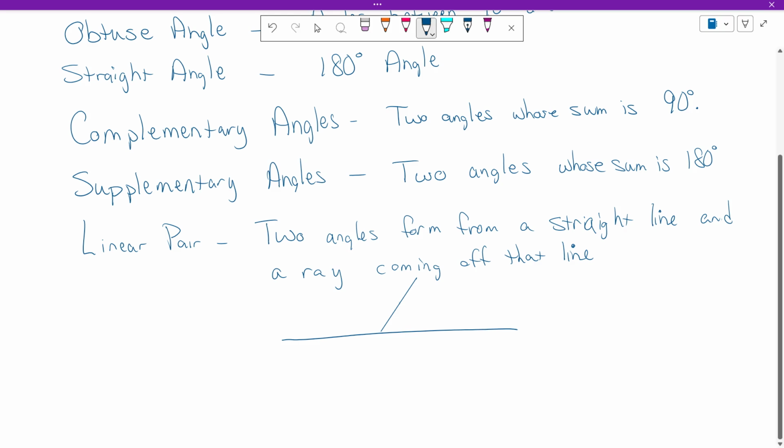So a linear pair are two angles formed by a straight line and a ray coming off that line. Now, how many degrees are in a straight line, a straight angle? 180. So a linear pair always adds up to what? 180. A linear pair will always add up to 180. So a linear pair, it will be supplementary. So some of these words go together. Okay? So a linear pair comes from a straight line and a ray coming off that line.